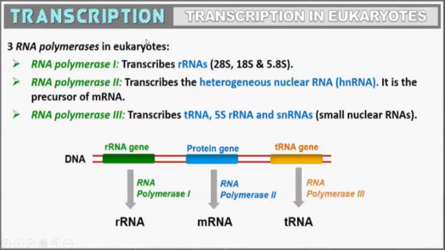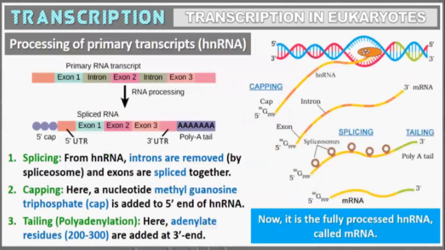RNA polymerase 1 transcribes the rRNAs 28S, 18S, and 5.8S. RNA polymerase 2 transcribes the hnRNA, the heterogeneous nuclear RNA, which is the precursor of mRNA. RNA polymerase 3 transcribes tRNA, 5S rRNA, and snRNA, the small nuclear RNA. These are the three types of RNA polymerases.